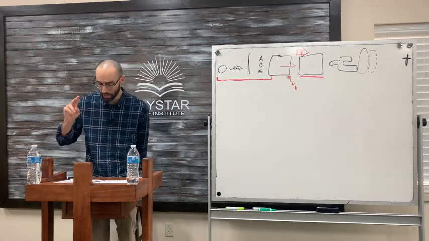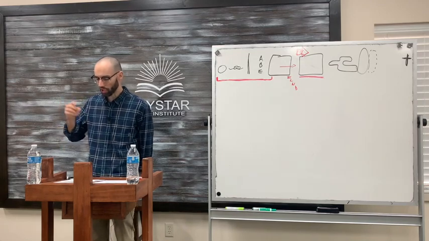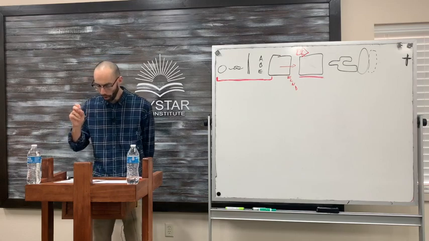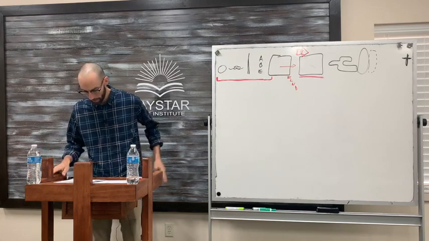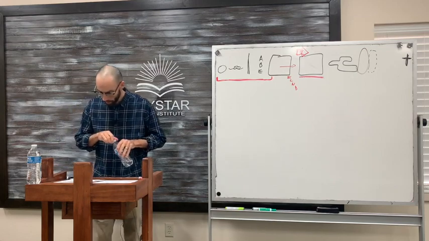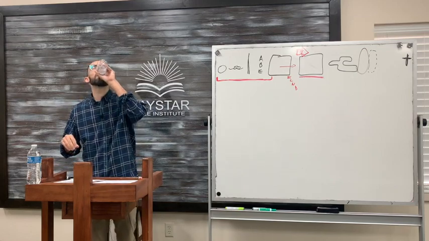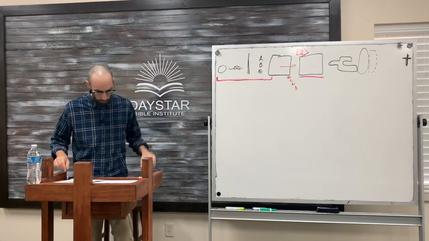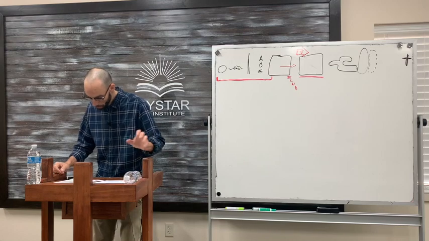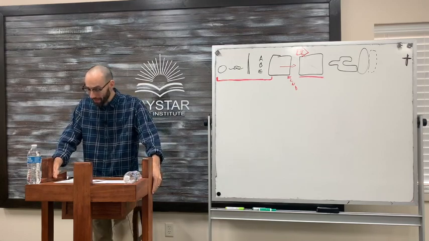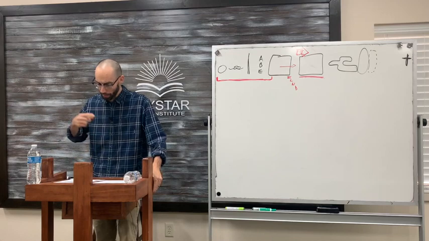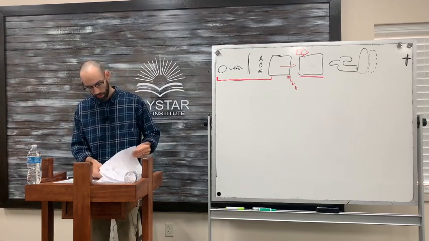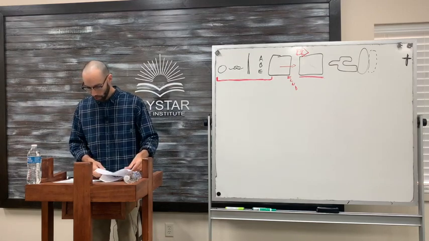Point number two as a theme is this judges cycle. There's five steps to the cycle. Paul, could you read these five steps? The people do evil in the sight of God. God sends a foreign power to oppress them. The people cry out. God sends a judge who delivers them. The land has rest. And then that cycle repeats. Yes. It just repeats over and over and over again. I don't know, did I put the little arrows there to show? Yes. So this just happens.